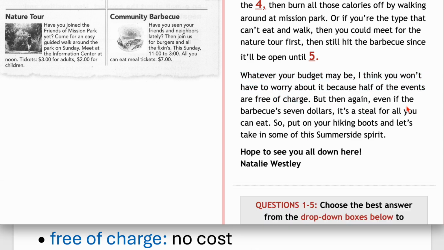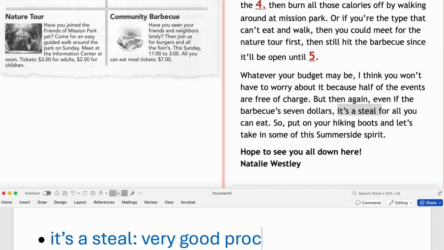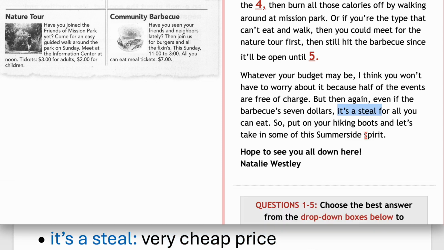But then again, if the barbecue's $7, it's a steal for all you can eat. It's a steal. Very good price. Very cheap price. It's a steal means it's a cheap price, okay? So it's a steal for all you can eat. So put on your hiking boots. So get your hiking boots and let's take in some of this summerside spirit.